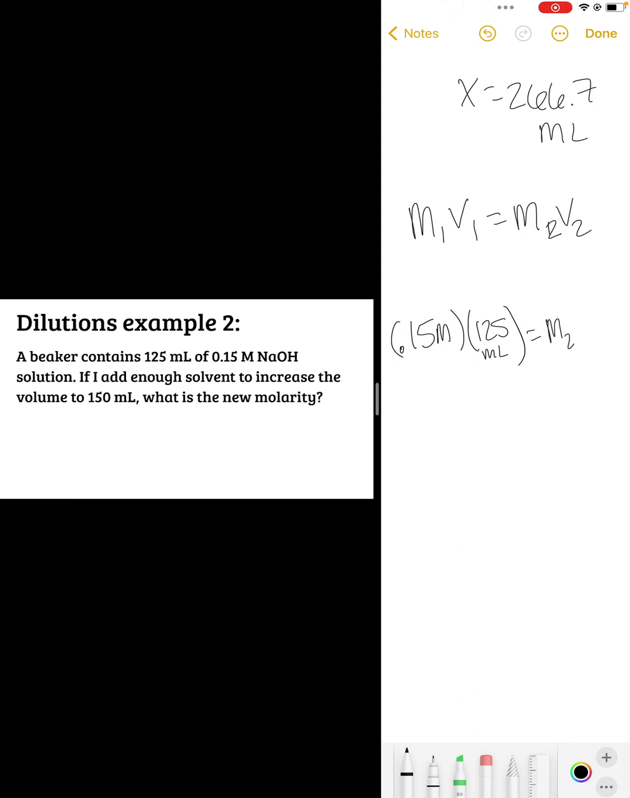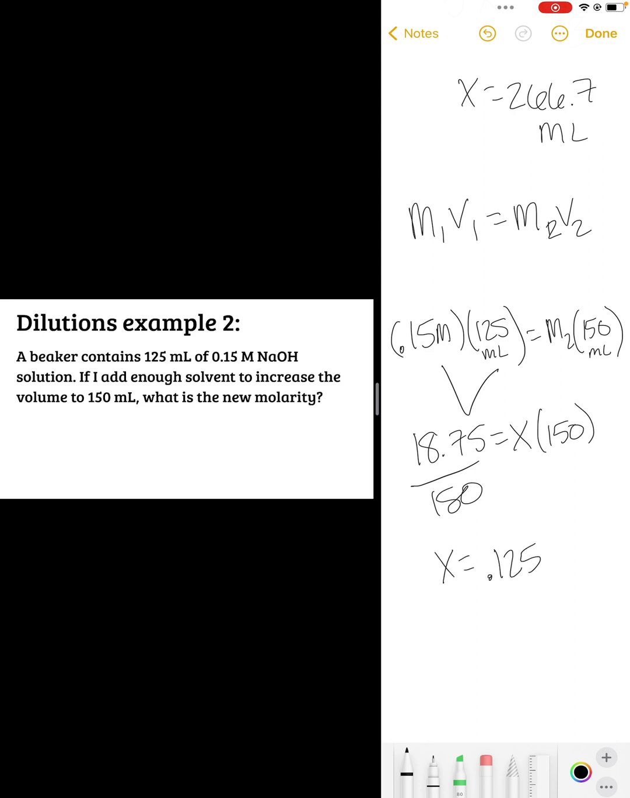So I'm looking for molarity 2. My volume is 150 milliliters. So let's multiply those two things. You should get about 18.75 equals x times 150. So again, I need to get x by itself. I'm going to divide both sides by 150, and x would be 0.125. That's a concentration. My unit is molarity, so it's 0.125 molar.